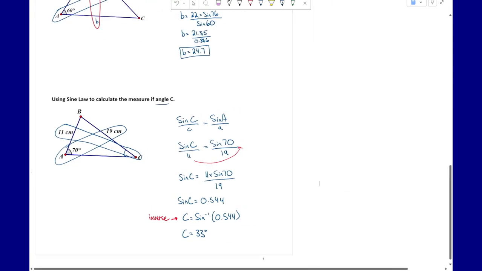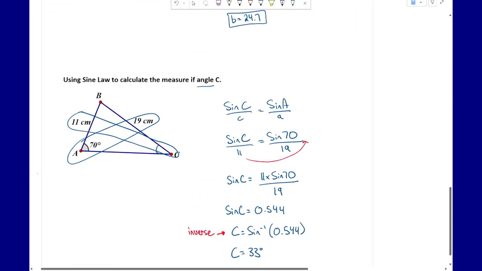So again, this one's going to be new. It's a new concept for some of you. So again, take your time, practice, get used to rearranging, plugging information in, and going through and solving.